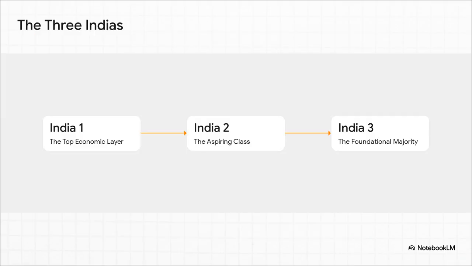And the best way to picture it is a pyramid. Super simple. At the very, very top, you've got India 1. Then in the middle, you have India 2, the aspiring class. And then holding it all up, the huge base of the pyramid, that's India 3, the foundational majority. So let's break down each one, shall we?